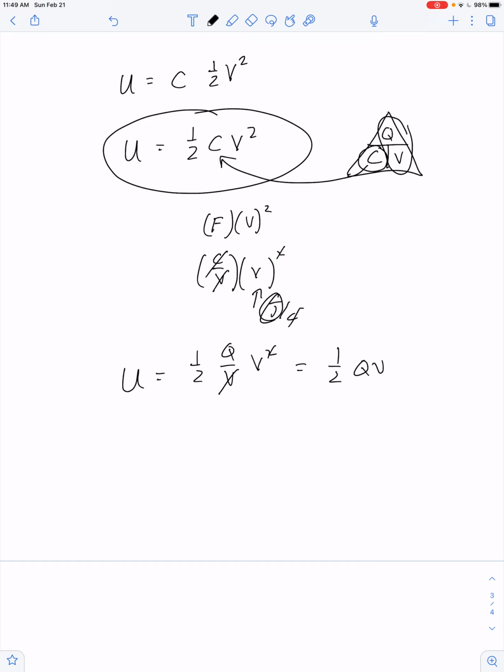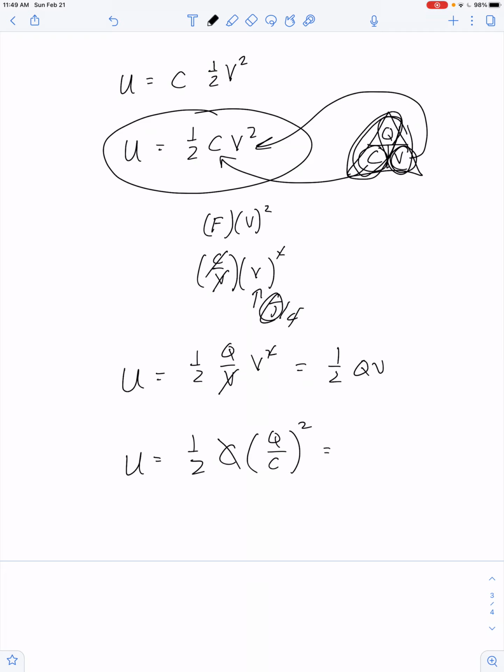Likewise, we could have substituted away the V by replacing it with Q over C. So then we'd have U equals 1/2 C times Q over C squared. So one of the C's would cancel out. So we would have 1/2 C Q squared over C squared. Okay, so now one of the C's cancels out. So we get Q squared over 2C.